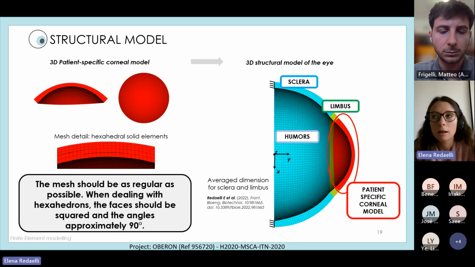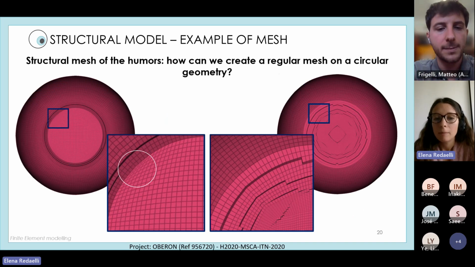So there are a lot of techniques to model the humors, and it's possible to model them also in a Lagrangian way, so as a solid but with the characteristic of a fluid. And in this case, the problem of the mesh is evident because we have a semispherical geometry in which it is difficult to set a hexahedral mesh. You can see in the image on the left here inside the white circle that some elements are degenerated. That means that some sides of the same elements are almost consecutive.